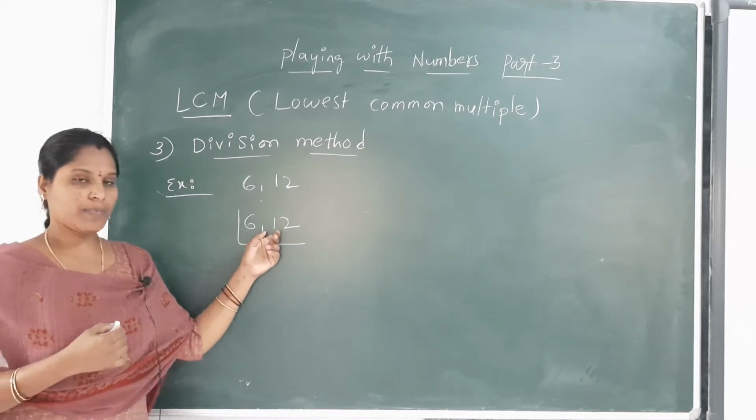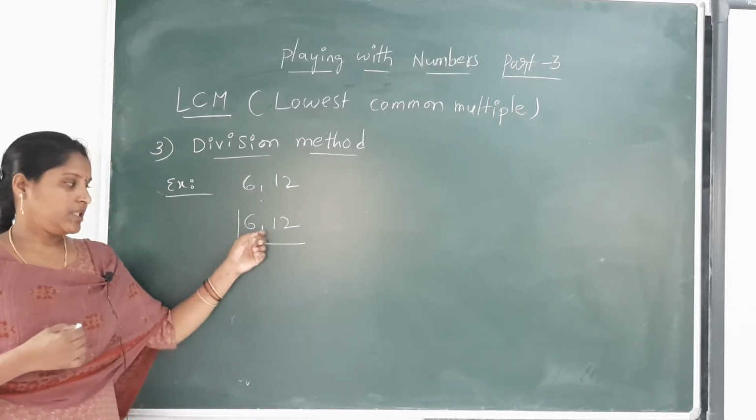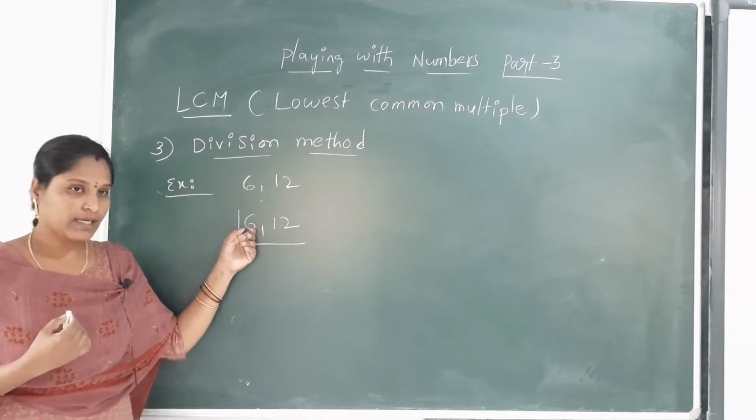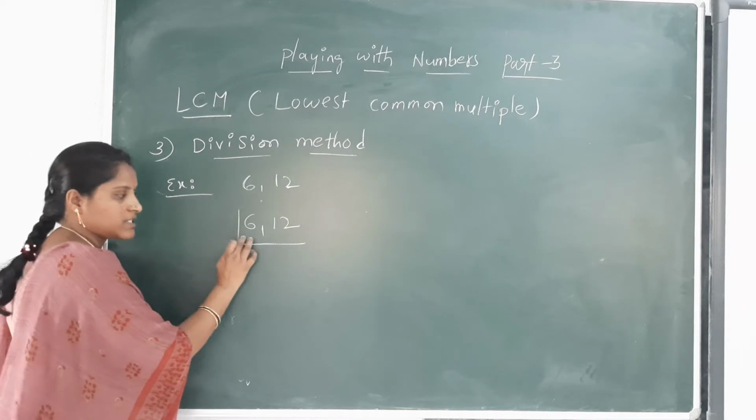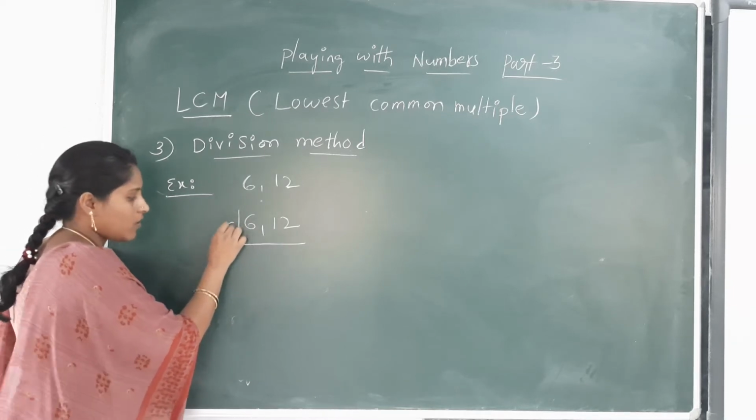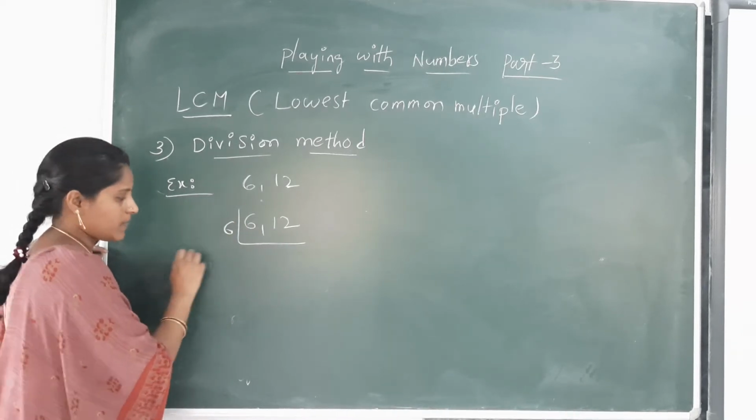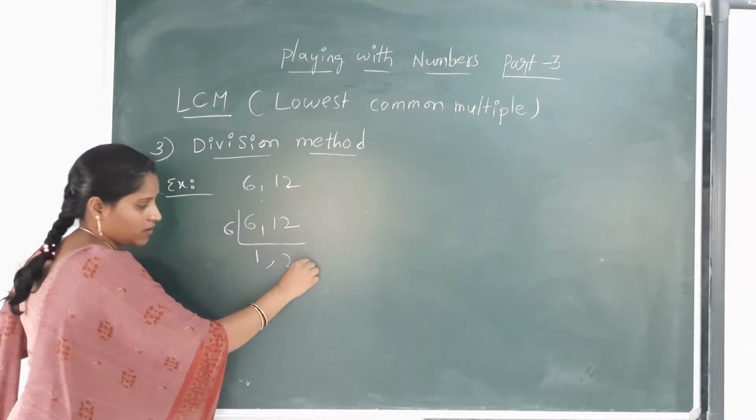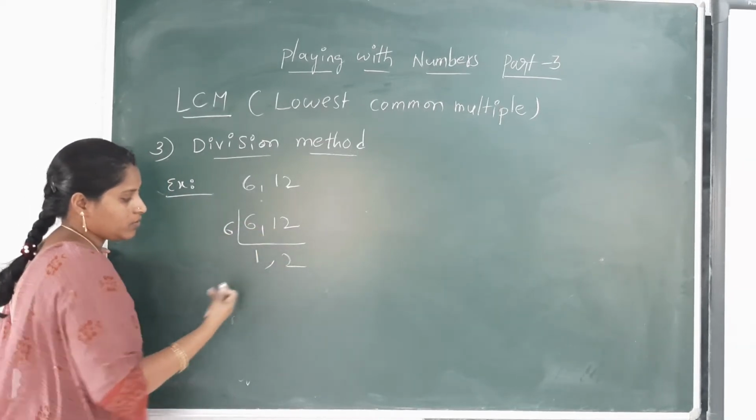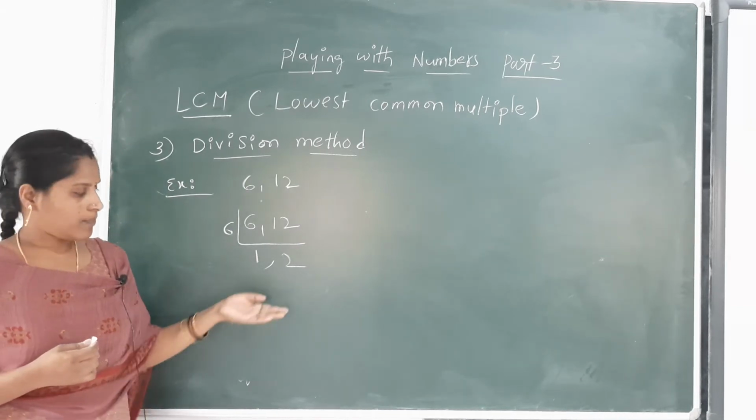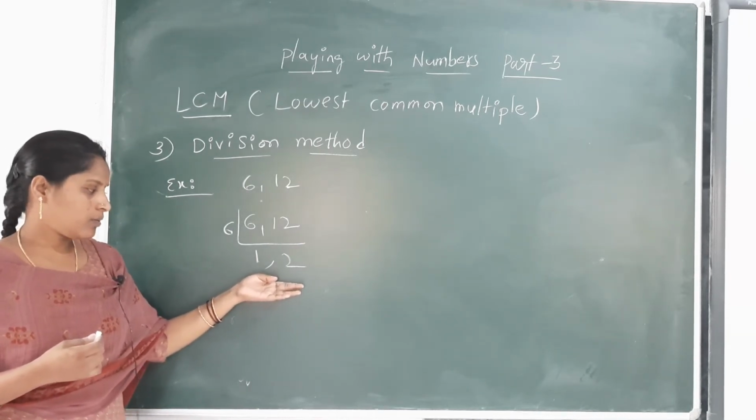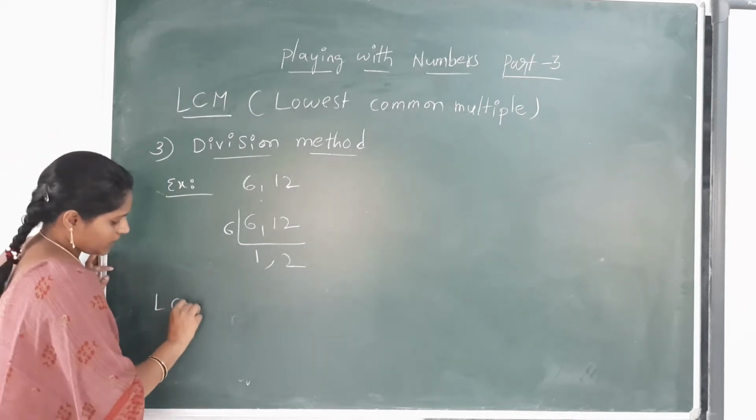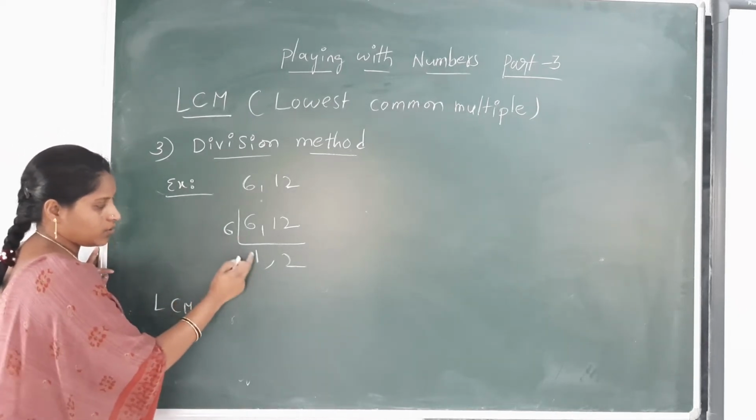Here we have two numbers, 6 and 12. For these two numbers, which table is common? I have taken that number as a factor. For 6 and 12, the 6 table is common. 6 ones are 6 and 6 twos are 12. Again 1 and 2 have no more common factors, so up to here is enough. Next, LCM is 6 into 1 into 2.